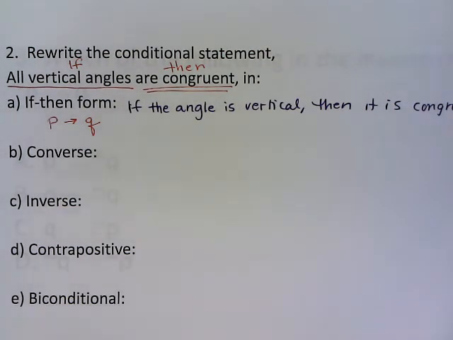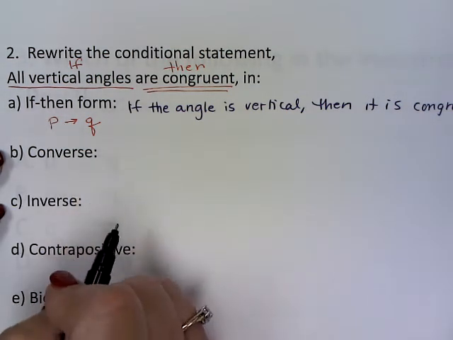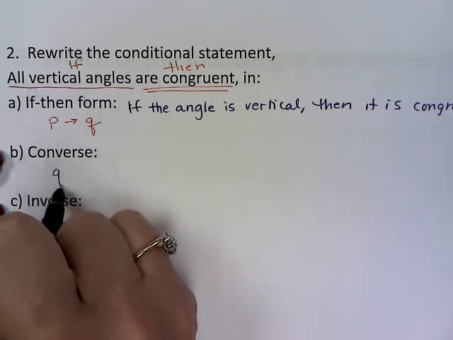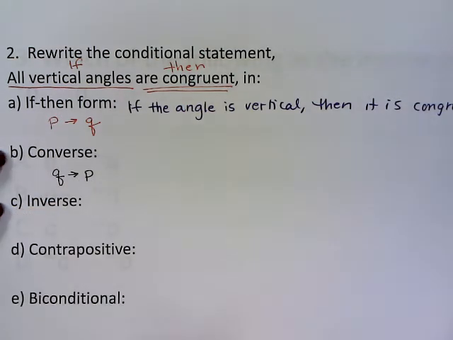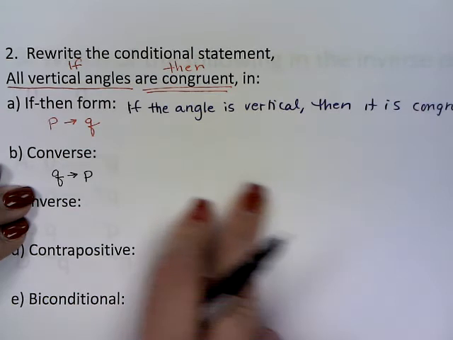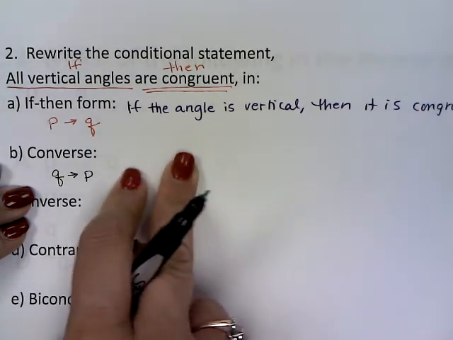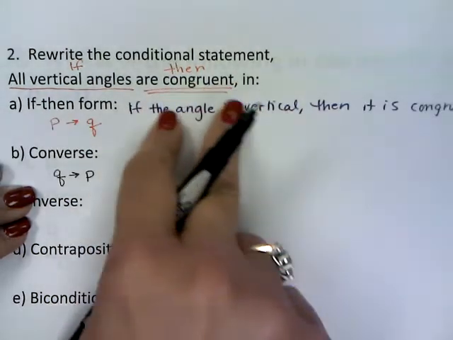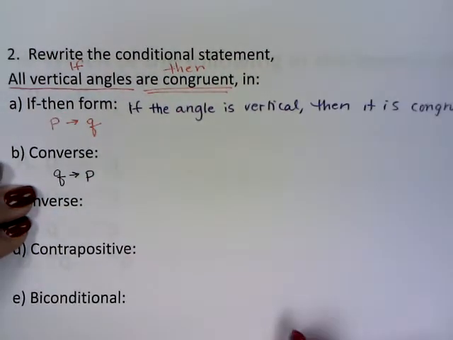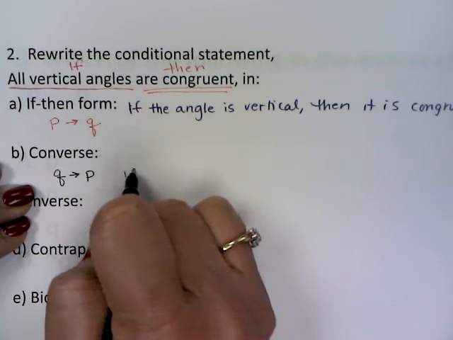Now I'm going to do the converse of this if-then statement. If you recall, the symbolic notation for converse is Q, then P. So if my symbolic notation for my converse is Q, then P, it means I'm going to take my conclusion and it's going to become my subject. I'm going to take my hypothesis and it's going to become my conclusion. So I'm just going to switch the two. So if the angle is congruent, then it is vertical.